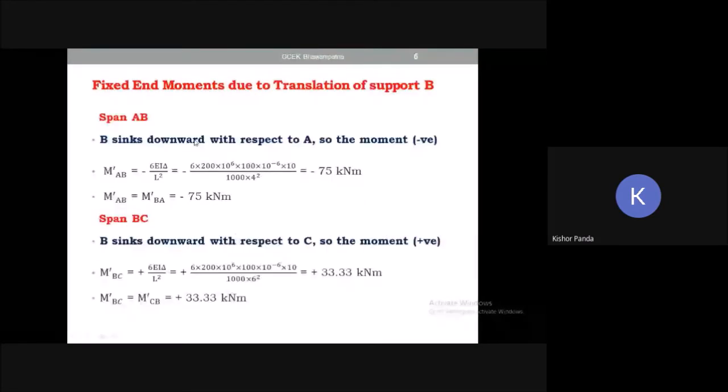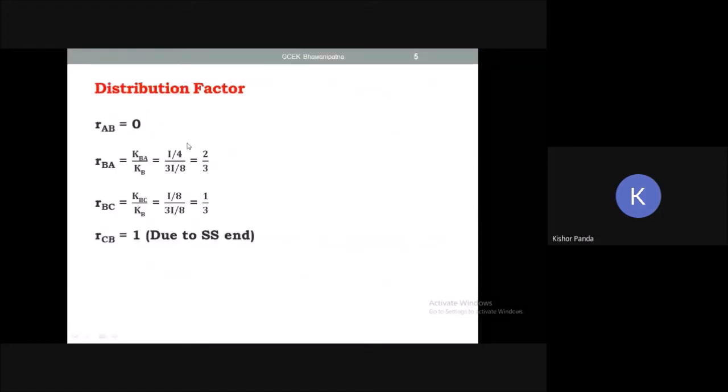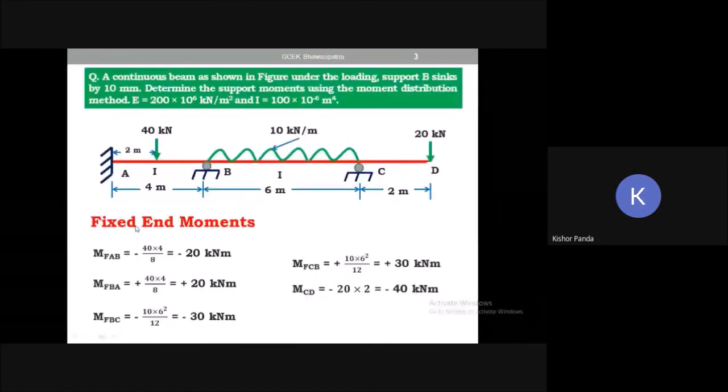Then find out what is the fixed end moment due to translation of support B. Due to sinking of support B, find out what are the fixed end moments. Here you got the fixed end moments due to the external loading, and due to sinking of support B also you have to find out what is the fixed end moment.